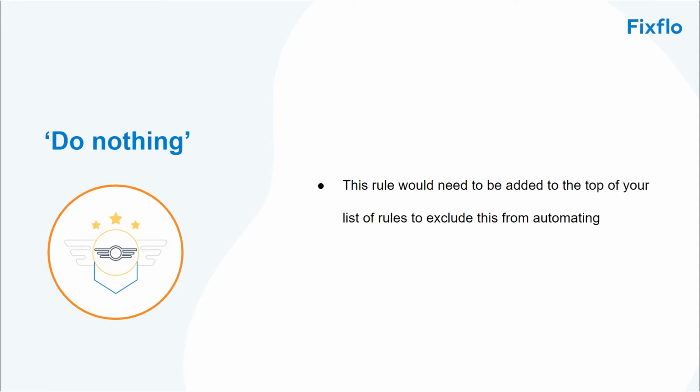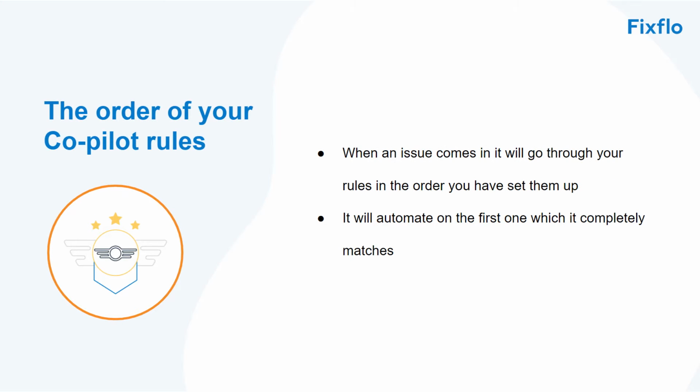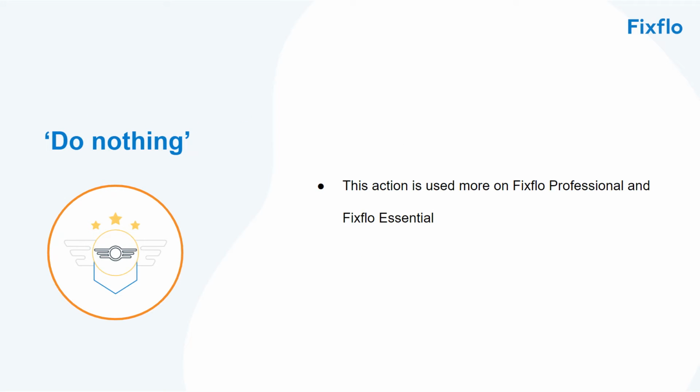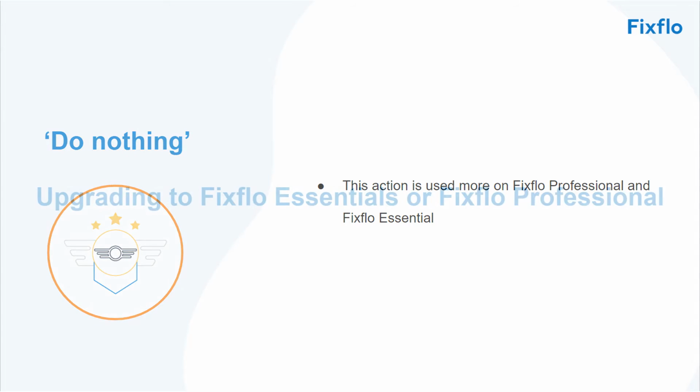The reason for this is because if an issue comes in and you have more than one rule set up on Copilot, it will go through your rules in the order that you have set them up, and it will automate on the first one which completely matches what you have set up. Therefore, the order of the rules is really important. Please note that the action Do Nothing is used far more in Fixflo Essential and Fixflo Professional.